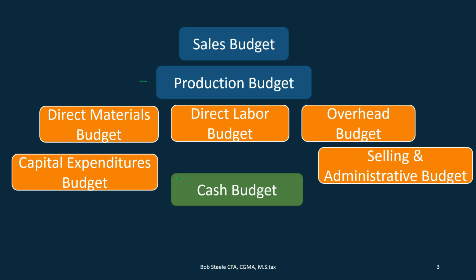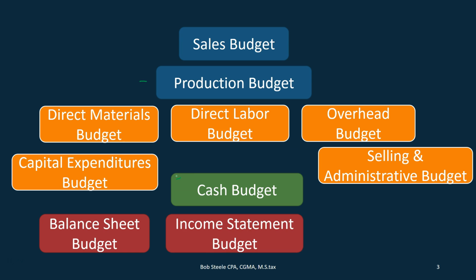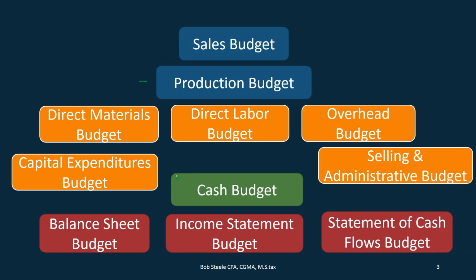So this is where we're at this point. We're taking a look at the cash budget. We're going to be bouncing back to some of these budgets we've done prior in order to compile the cash budget. Then we can take a look at the balance sheet budget, the income statement budget, and the statement of cash flows after that point. And that's what we'll do next time.